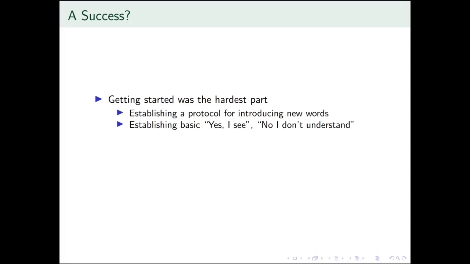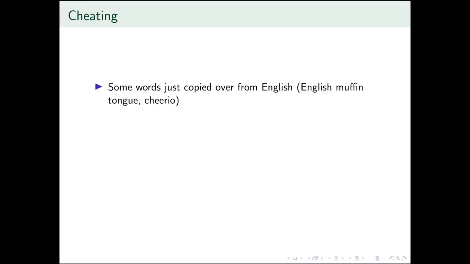Within a few hours of babbling, we were able to work out a protocol for introducing new words and confirming our understanding. Within a few weeks, we had a language capable of holding conversations in and even doing some basic mathematics. But there was a lot of what some might call cheating going on, at least if the hope was to create a new language entirely separate from English. Some words we were able to copy over directly from English, while many other words were puns of some sort, words chosen to resemble English words in some way.